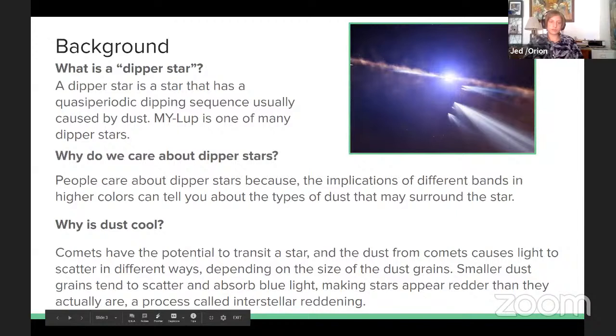So, what is a dipper star? A dipper star is a star that has a quasi-periodic dipping sequence usually caused by dust. MY Loop is one of many dipper stars. So why should we care about dipper stars? People care about dipper stars because the implications of different bands in higher colors can tell you about the types of dust that may surround the star. So why is dust cool or interesting? Comets have potential to transit a star, and the dust from comets causes light to scatter in different ways, depending on the size of the dust grains. And so that's pretty interesting. So next slide.